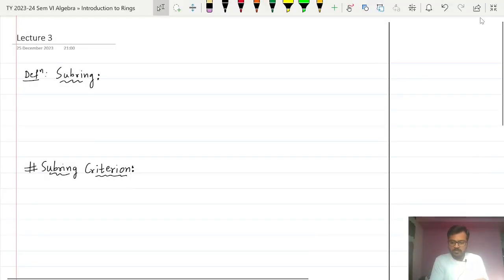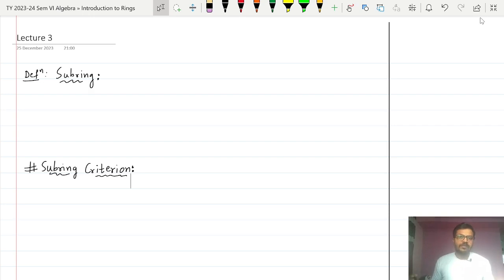Now in this lecture we are going to talk about two important definitions. One is subring and another one is subring criteria. If you recall, we have already seen similar concepts in vector spaces. We have seen the definition of subspace, we have seen subspace criteria. Then in group theory we saw what is a subgroup and then a subgroup criteria. So a similar thing holds for subrings as well.